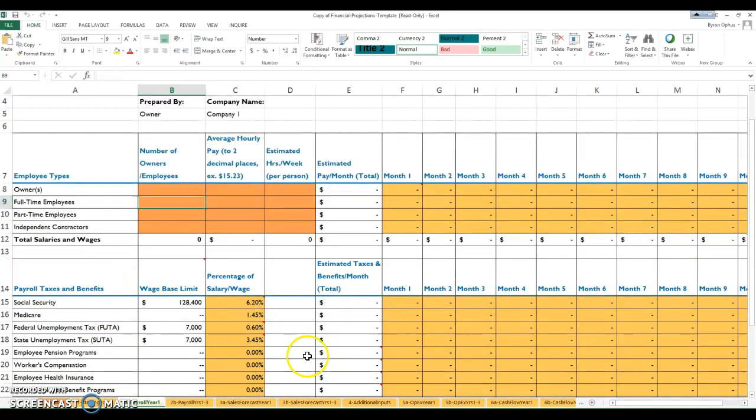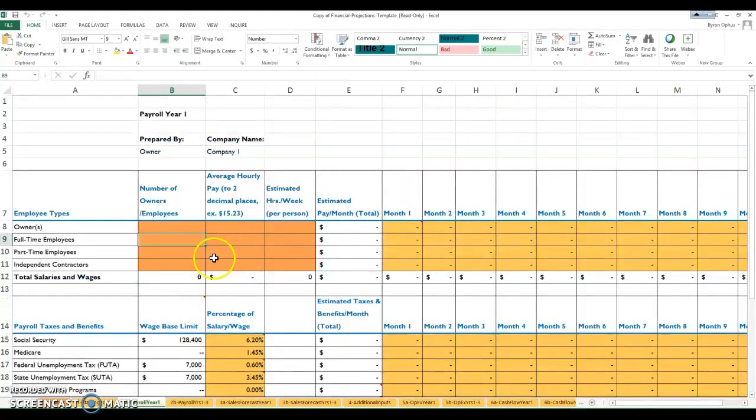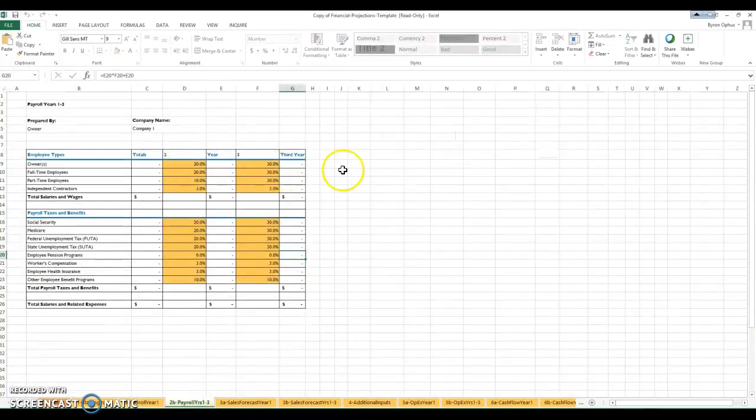Payroll, right? This stuff down here is kind of automatic. You don't need to discuss it a lot. Just briefly, how many employees you're going to have, et cetera, and what kind of raises you're going to give them in the second and third years.